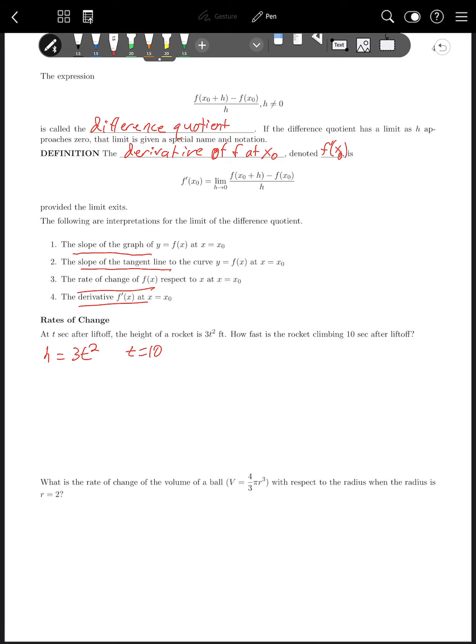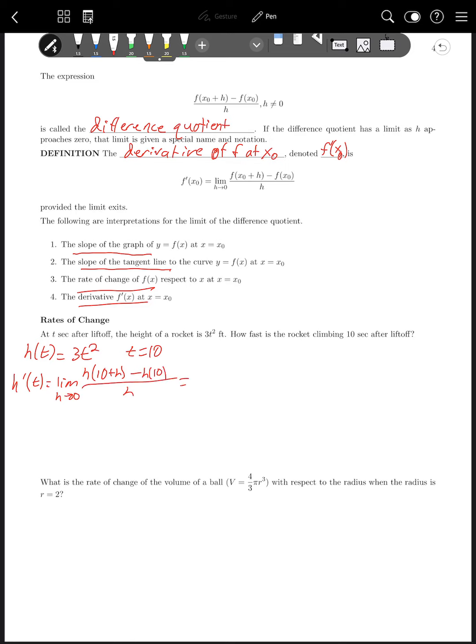So what we're going to do, let me use function notation here instead of variable notation. So let's call this h of t. What I want to do is find h prime of t. And to do that, I find the limit of the difference quotient. So this would be the limit as h approaches 0 of the function. So what we want to do is plug in. So this will be h of 10 plus h minus h of 10 all over h.